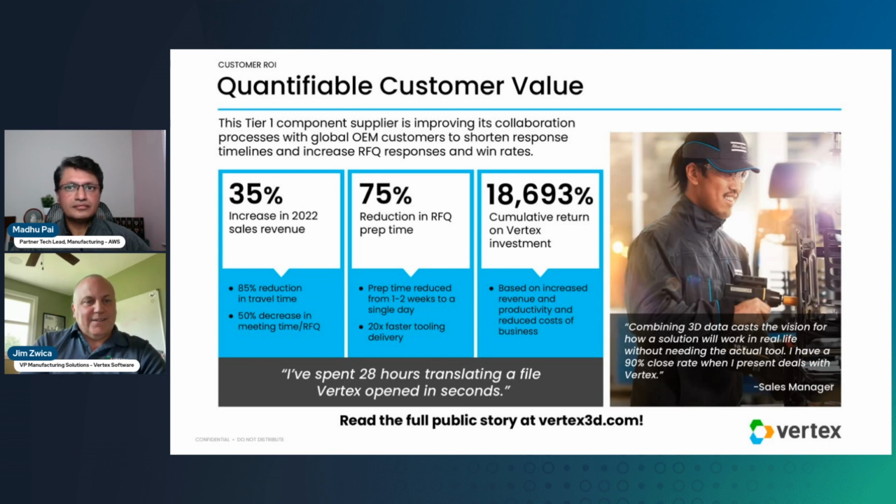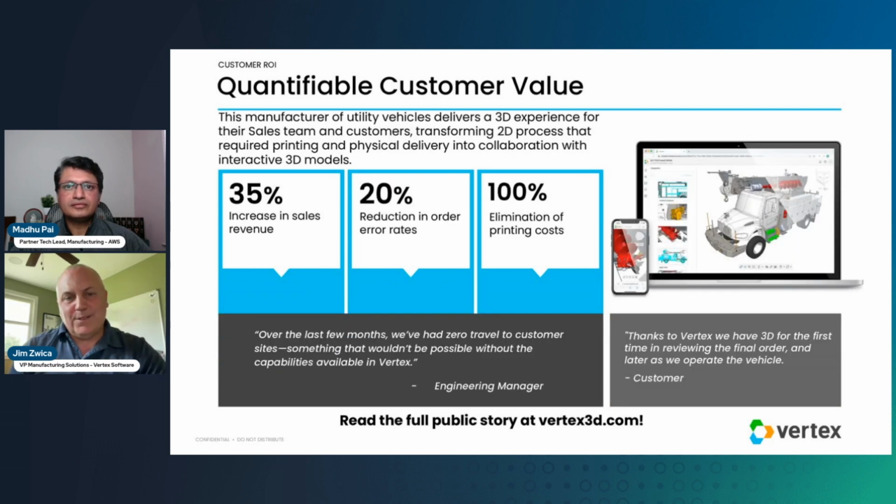So they said they're able to increase their revenue by 35%. Their prep time, which is what I was mostly talking about here, they're able to reduce by 75%. And then a very, very large number on the return on their investment with Vertex. Again, if you notice that quote there, that 28 hours translating a file, and we're able to see it in seconds, and that's just a substantial amount of time. We do have two case studies that are available on our website, if you want to see more information on this, then you can find that there.